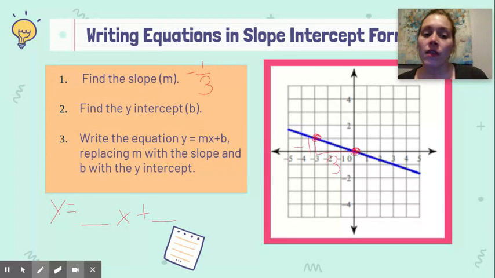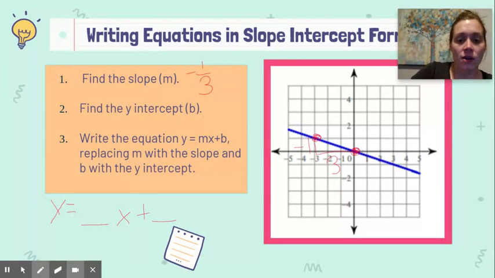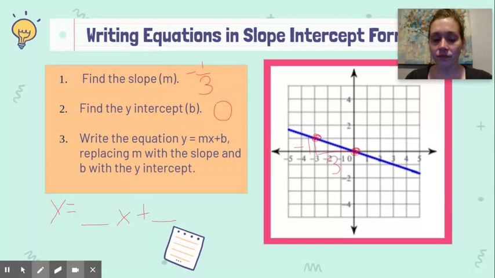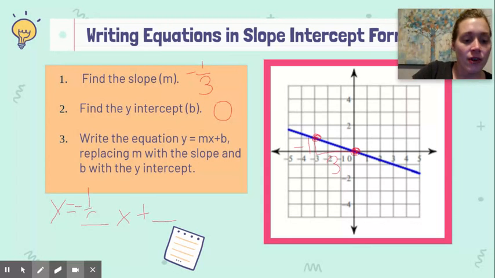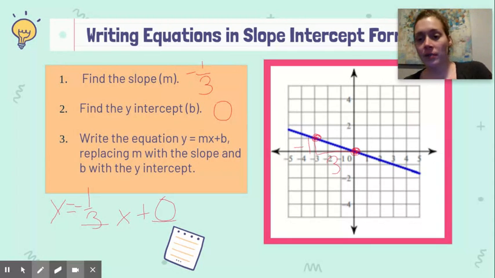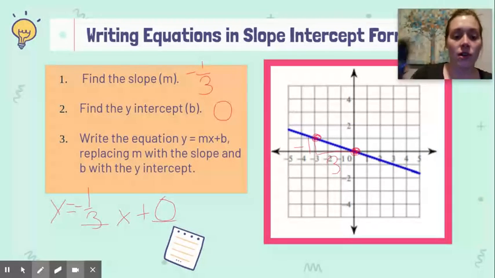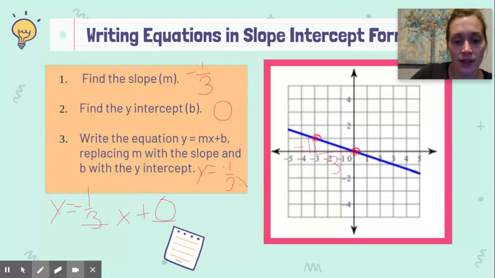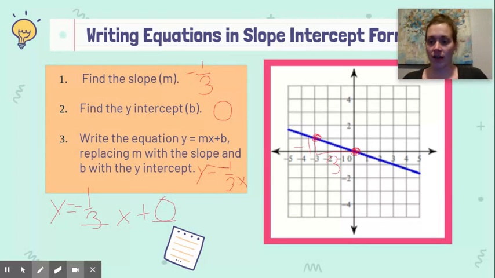Then we use the y-intercept. That's where it crosses through the y-axis. So we look at our y-axis. Looks like it's crossing through here at 0. So we say our y-intercept has to be 0. And then we just fill that into the equation. So we put the slope -1/3 in front of x, the y-intercept 0 on the end. If the y-intercept is 0, we don't have to actually write it. So we can say that the equation for this line is just y equals -1/3 x. You don't have to actually write the plus 0.